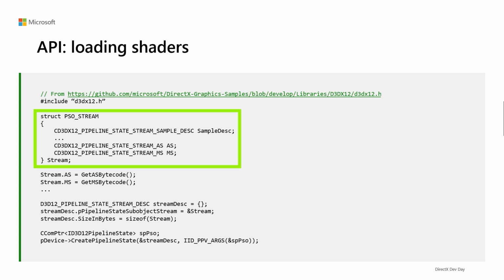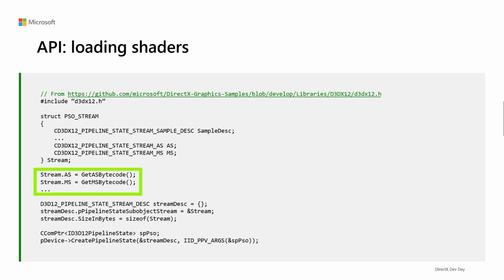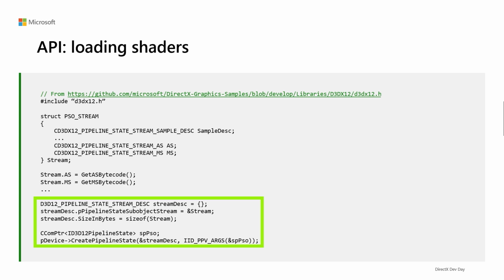So in this model, you fill in members of this stream struct to contain only the pieces of data that you care about. In this example, I've said I want to configure the sample desc, an amplification shader and a mesh shader, and I've just left out the pipeline state fields that weren't relevant to me. Then I fill in those structs with the actual data, point them to the bytecode for my compiled shader, and then I use this create pipeline state API to go ahead and create the pipeline state.